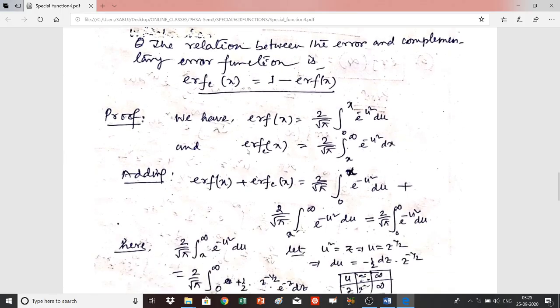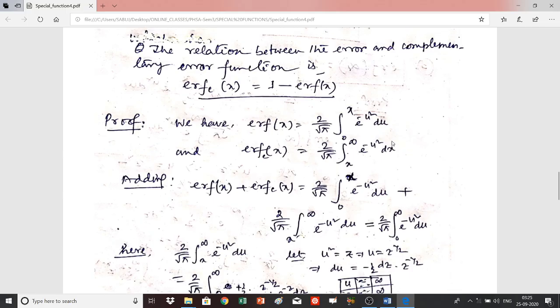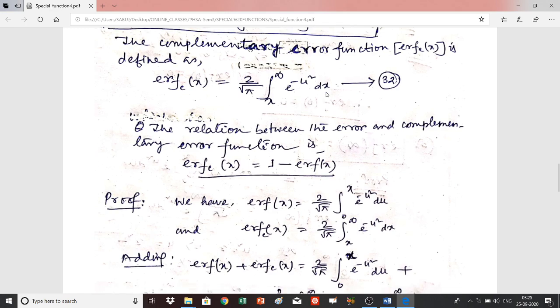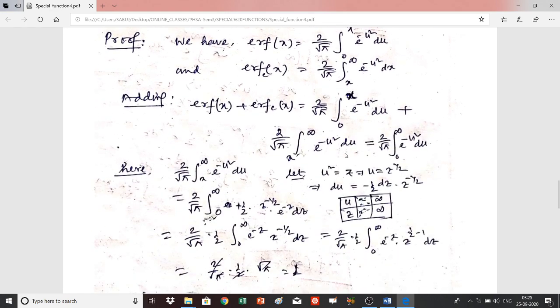So adding these two terms, erf x plus erfc x, is equal to 2 by root pi, the first integral from 0 to x, e to the power minus u square du, plus the second one, 2 by root pi, integral from x to infinity, e to the minus u square du. The correction is done here, but in this case it will be du, and obviously in the definition this will also be du. So the addition of these two will give you 2 by root pi, and you see here the limit is 0 to x and here x to infinity. If you combine these two, that will give you the integral from 0 to infinity, e to the minus u square du.